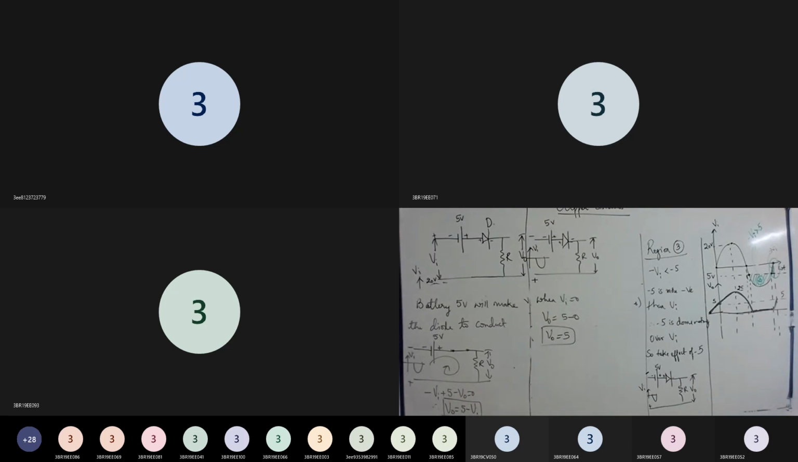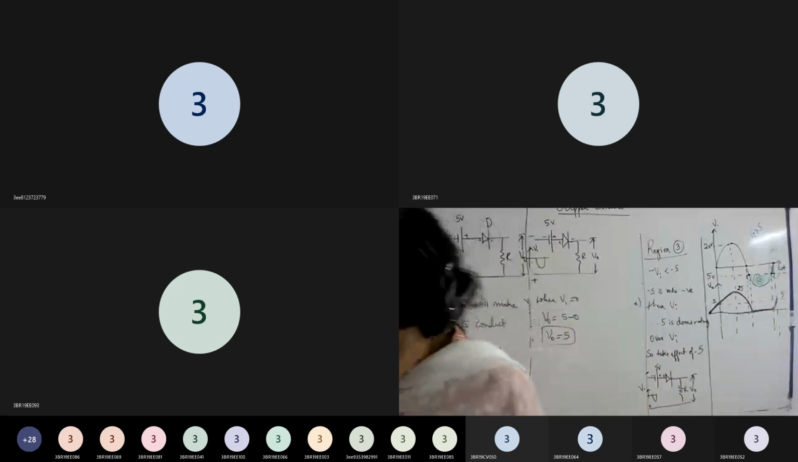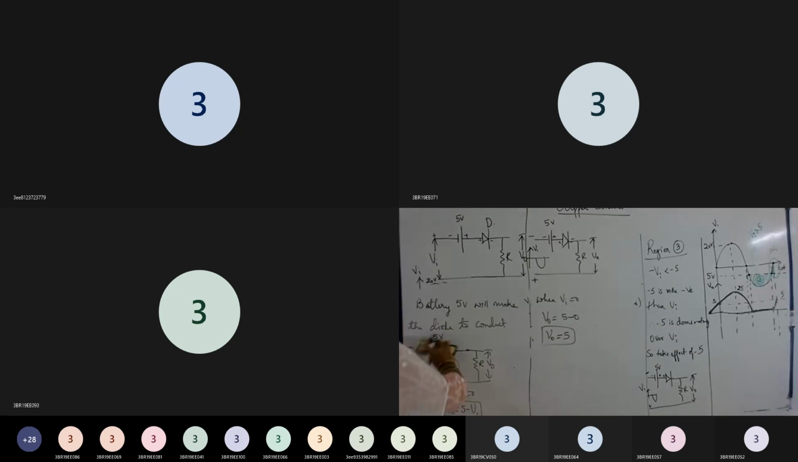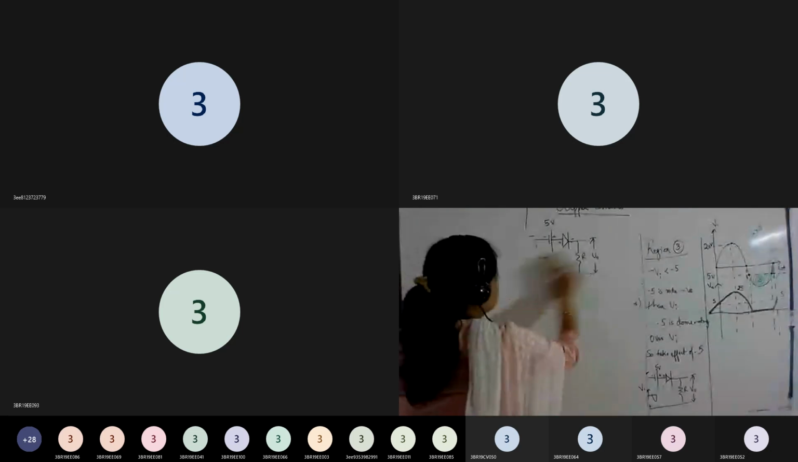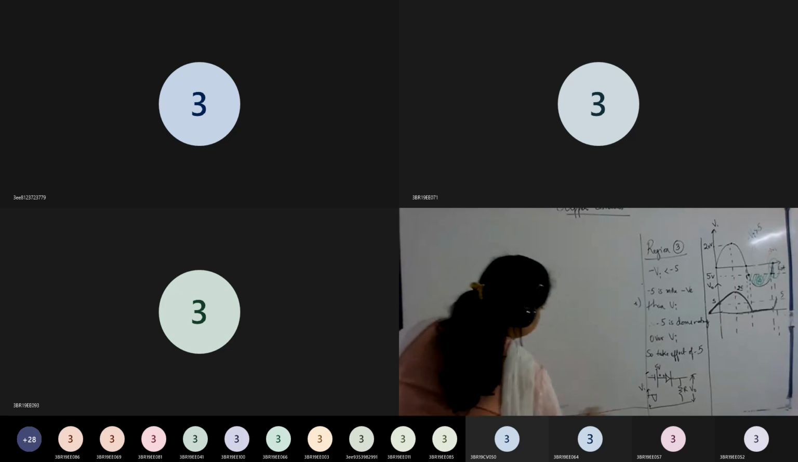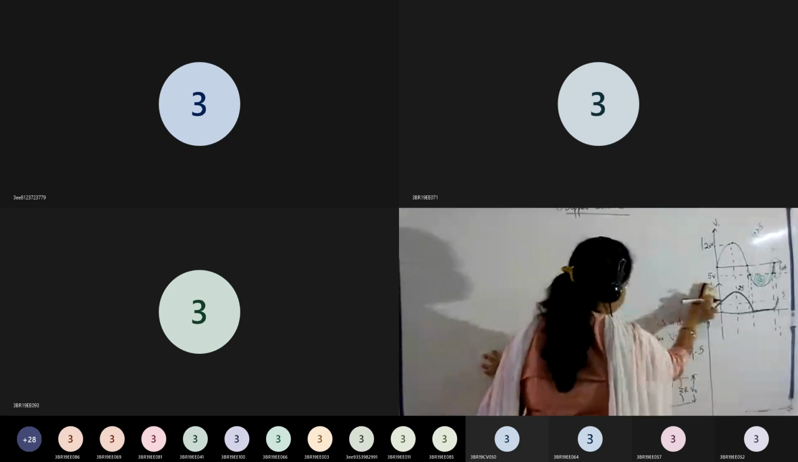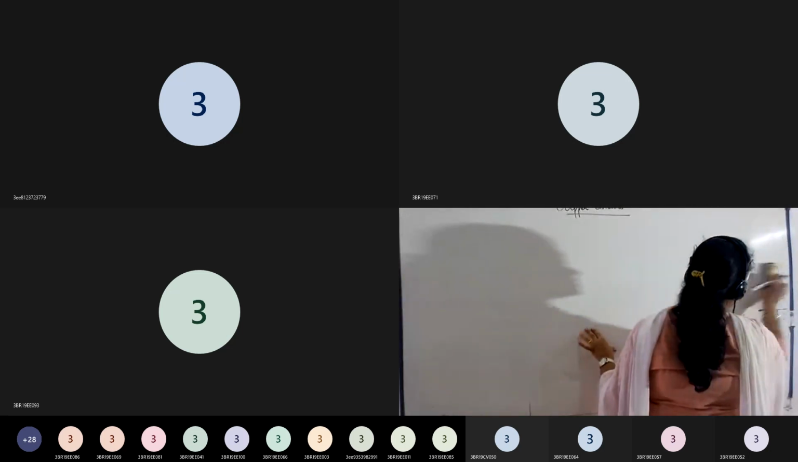Find the output voltage for the network shown, if the applied signal is the square wave.